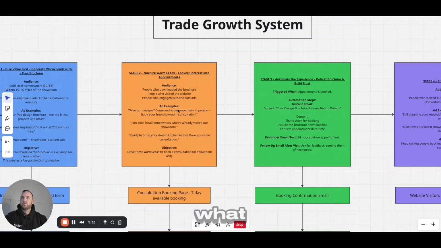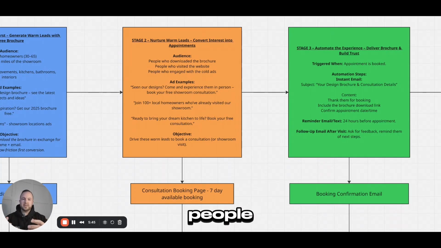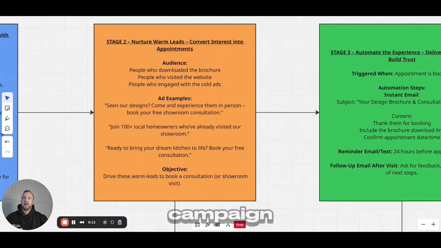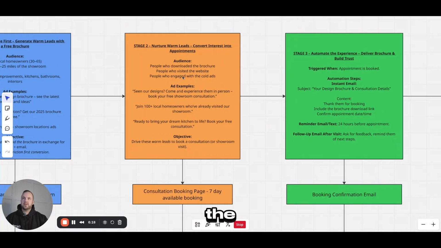Moving on to stage 2, this is what we call direct response ads. So this campaign is very much geared towards asking people to take action. These ads are very much targeting their pain points, their desires, and they're designed to get people to take action. So if you can imagine, in this particular case, we are asking people to actually book an appointment and come in and see our kitchen showroom, okay? So this campaign basically converts interest into appointments. And that's really what we're looking to do here.